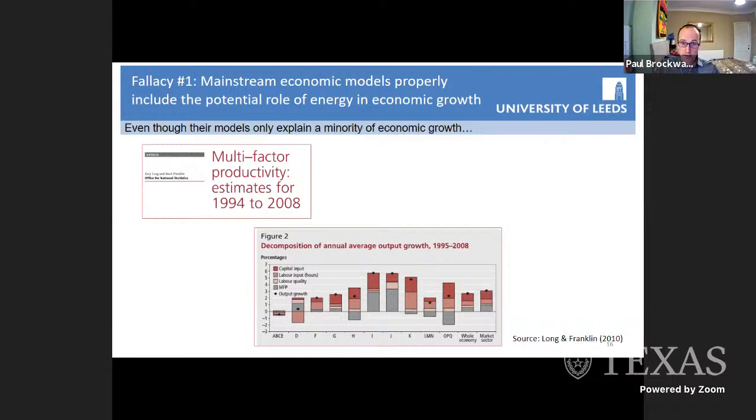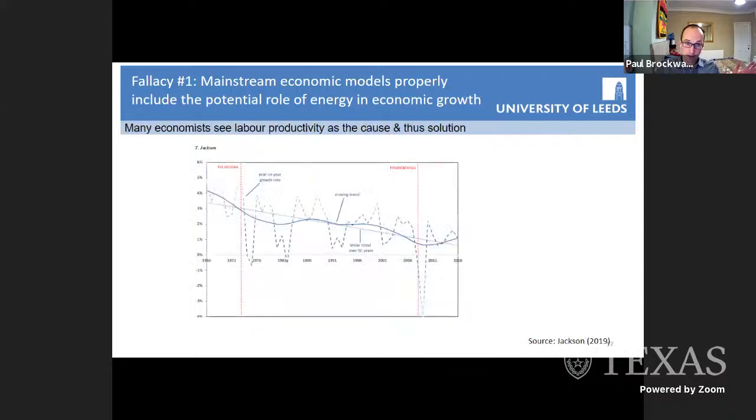So even into the 2000s, we have more of this kind of stuff coming out, where we might be looking at changes in growth for different sectors. These are economic sectors, just in the way they're classified. But the important thing to look at is the gray stuff. This is multifactor productivity. Essentially, this is growth that economists can't explain through labor and capital. And so in a sense, their models commonly only explain a minority of economic growth, but they continue to ignore the role of energy in economic growth on the economic side.